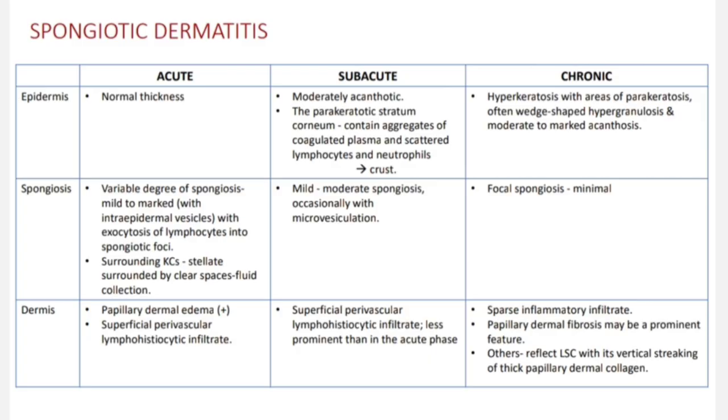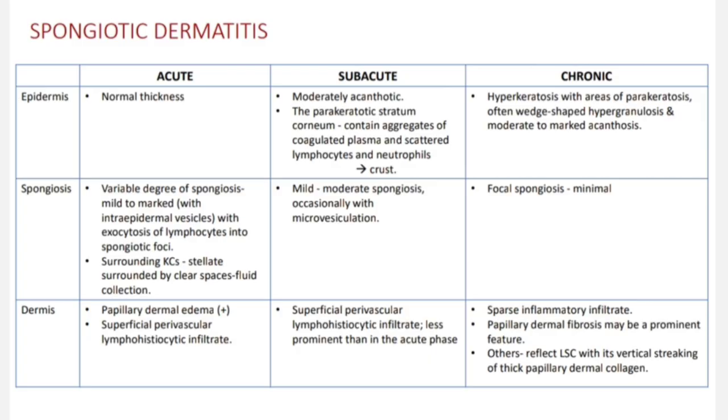Spongiosis. In acute, there is a variable degree of spongiosis which varies from mild to marked. In marked spongiosis, there will be intraepidermal vesicles, and there will be exocytosis of lymphocytes into the spongiotic foci. The surrounding keratinocytes here show stellate shape, surrounded by clear spaces which indicate fluid collection. In subacute, there is mild to moderate spongiosis, occasionally with microvesiculation, and in chronic, there is minimal focal spongiosis.